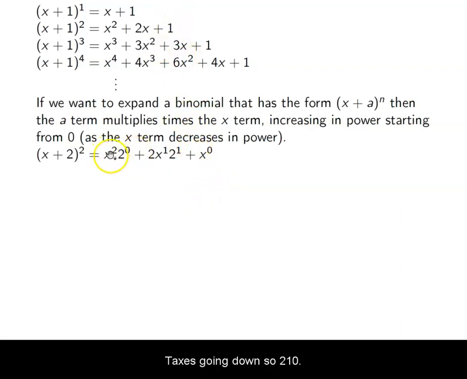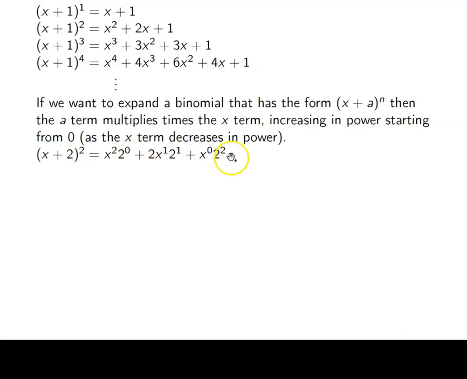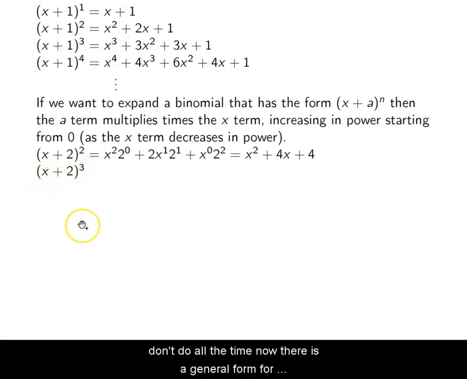X is going down, so 2, 1, 0. The 2's are going to go up in power, 0, 1. This will be a 2 squared. So now if I actually multiply all this, this is just x squared. This is 2 times x, or 4x, and this is just 4, which we know is this expansion. We know x plus 2 squared is x squared plus 4x plus 4, because we do this all the time. Okay. However, x plus 2 cubed, we don't do all the time.